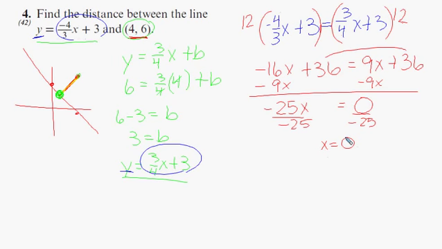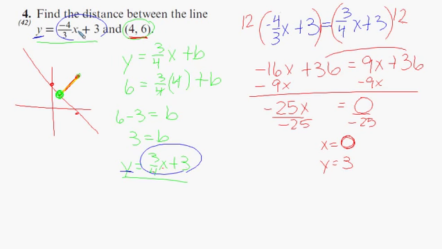which is actually kind of convenient because it's going to make it super easy to plug in here. I can plug the 0 in right here. 0 times 3/4 is equal to 0. 0 plus 3 is 3. That means y is equal to 3. Now, could I have chosen to plug the 0 in up here? Absolutely. It would have gotten the same thing. I still would have gotten y is equal to 3.